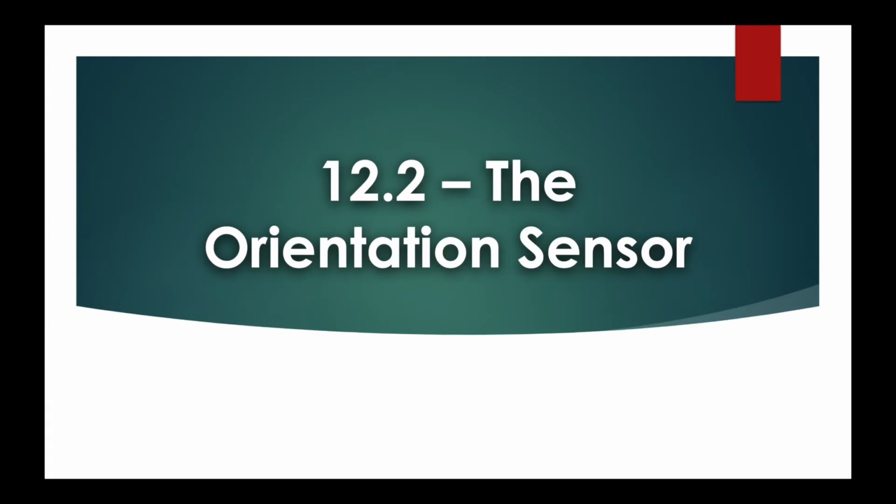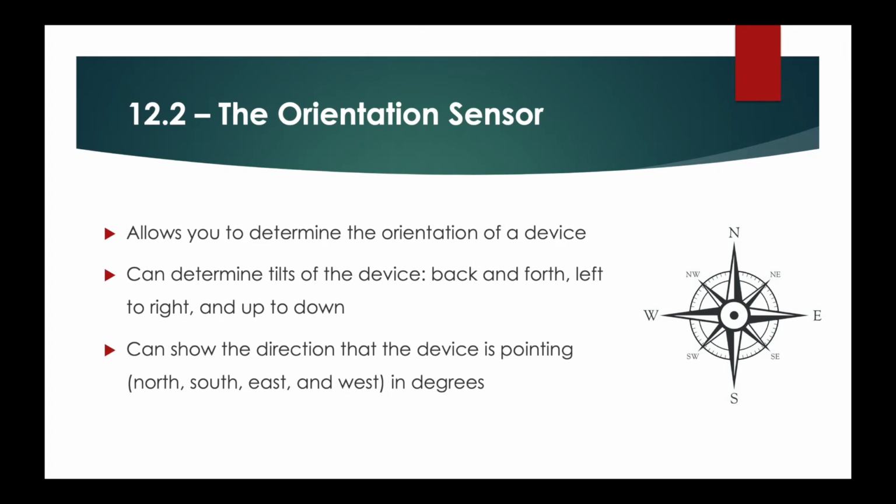The orientation sensor. The second type of sensor is the orientation sensor, which is also found in the sensor's palette. It is a non-visible component that allows you to determine the orientation of a device. It can determine tilts of the device, which are back and forth, left to right, and up and down. And it can also show the direction that the device is pointing, so north, south, east, and west in degrees.